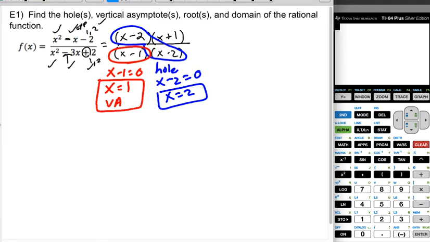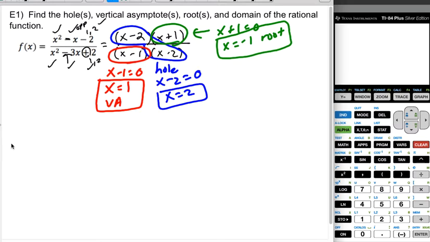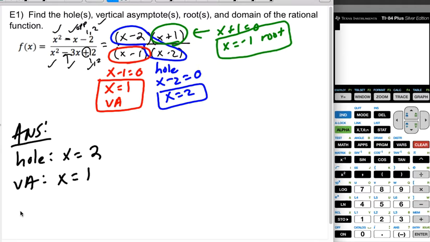They're going to create essentially what's called a discontinuity, right? And factors of the numerator that don't cancel are roots. So x plus 1 equals 0, x is negative 1 is a root. We're going to talk about what these things look like in a couple more pictures. So my answers are that my hole is where x is 2. My vertical asymptote is where x is 1. The root is where x is negative 1.